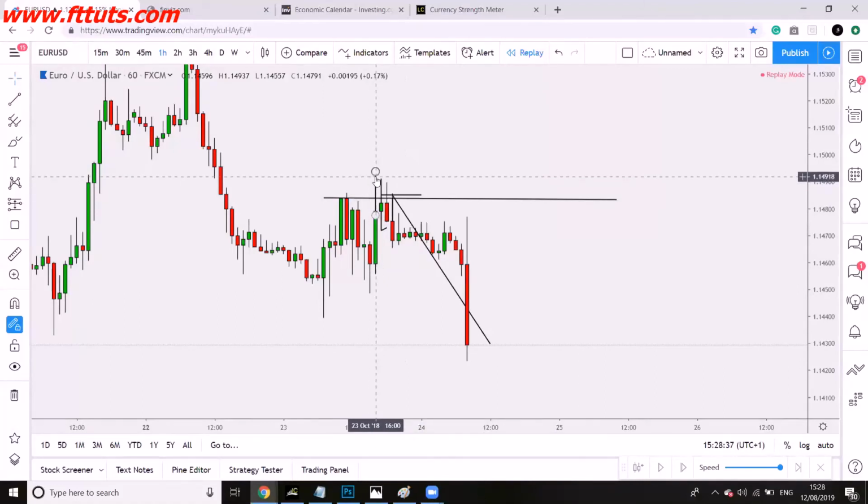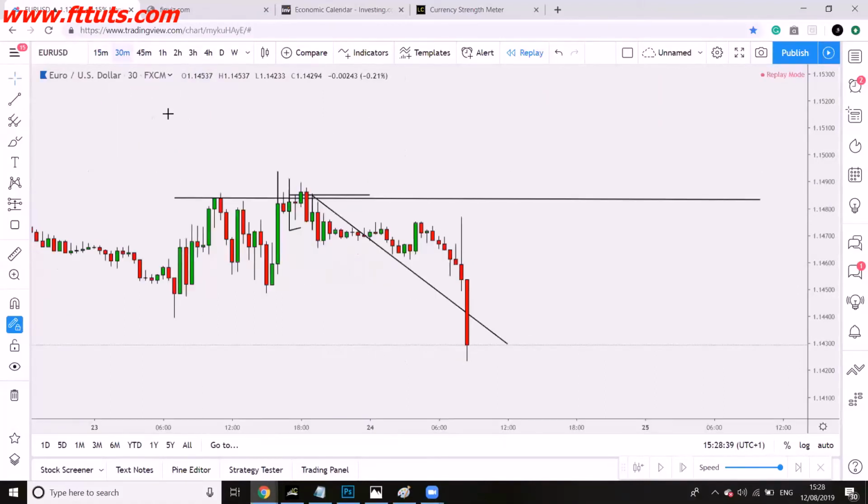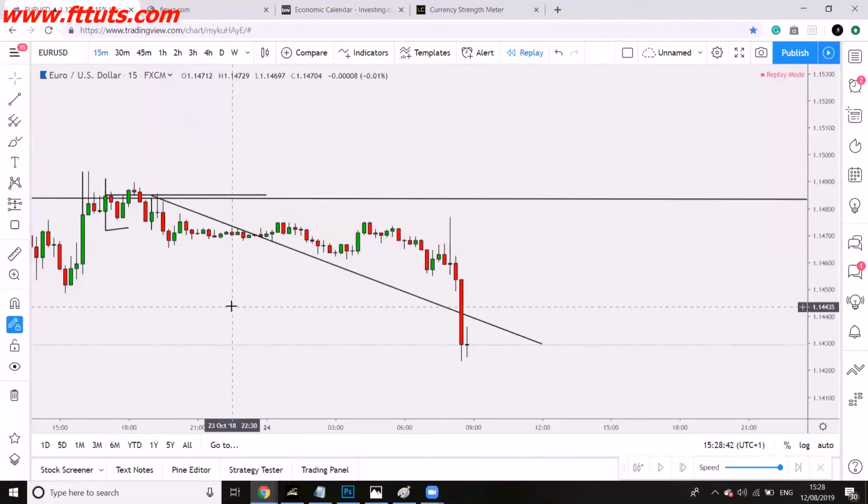Now, this doesn't look like a breakout, but if we go down to the 30-minute time frame, okay, maybe not the 30-minute, and maybe not on the 15-minute.